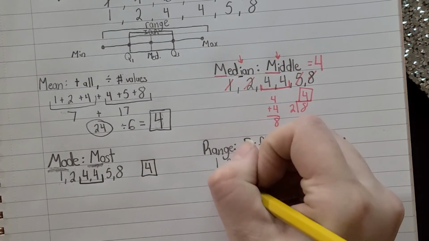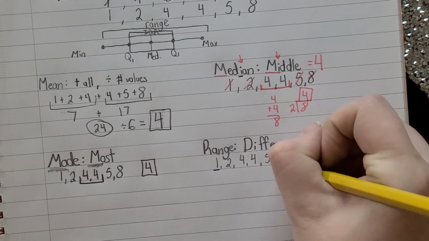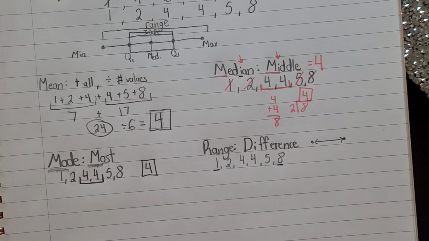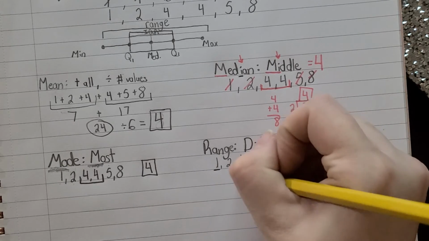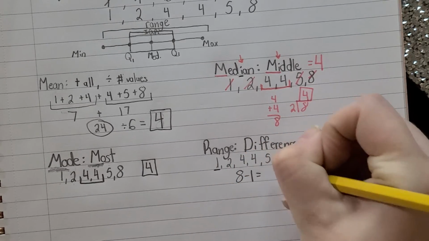So my smallest number, that's also why you order it from least to greatest, because they're already on the ends, is your 8 and your 1. So I'm going to subtract 8 minus 1, and that gives me 7.